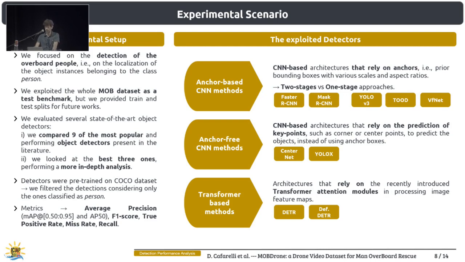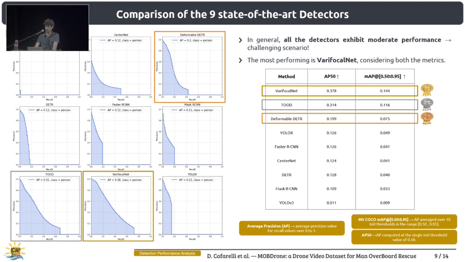All the detectors were pre-trained on the COCO dataset, so there are 80 classes, and we filtered the detections considering only the ones classified as persons. And we used standard metrics basically for the detection task, like, for example, average precision. Here I show you the comparison of these 9 state-of-the-art detectors in terms of average precision, fixing the IOU at 0.5, and also in terms of mean average precision, varying the IOU from 0.5 to 0.95.